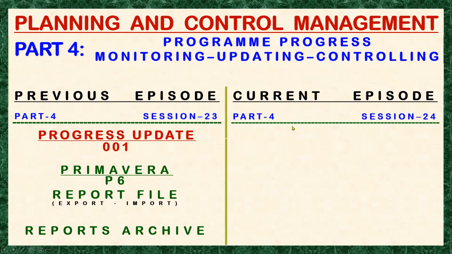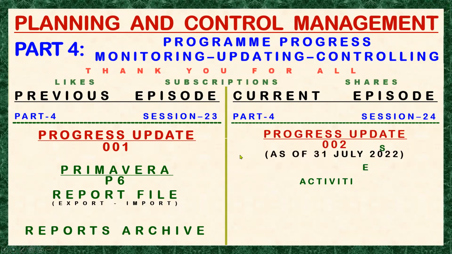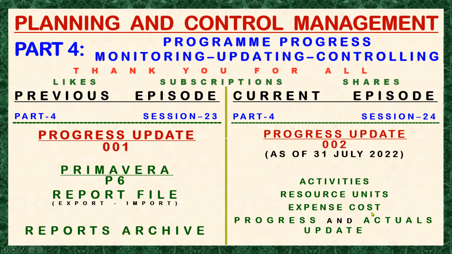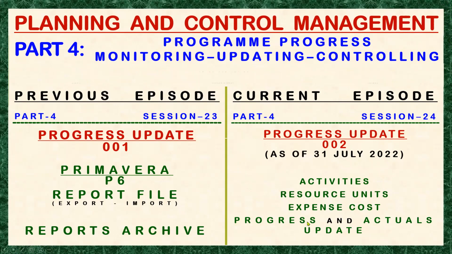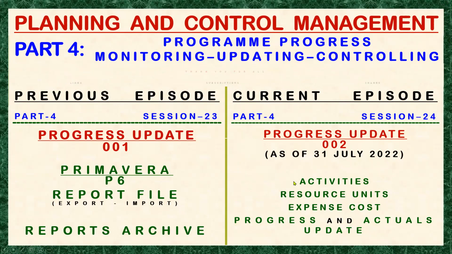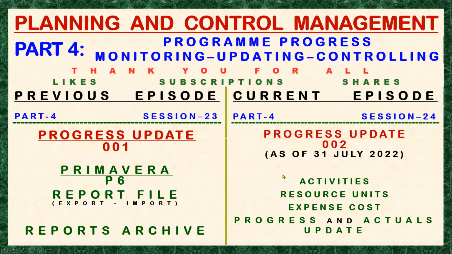Okay, the current episode is part 4, session 24, and we will be discussing progress update 002 as of July 31, 2022. This will be about the activities, resource units, expense cost, progress and actuals update.